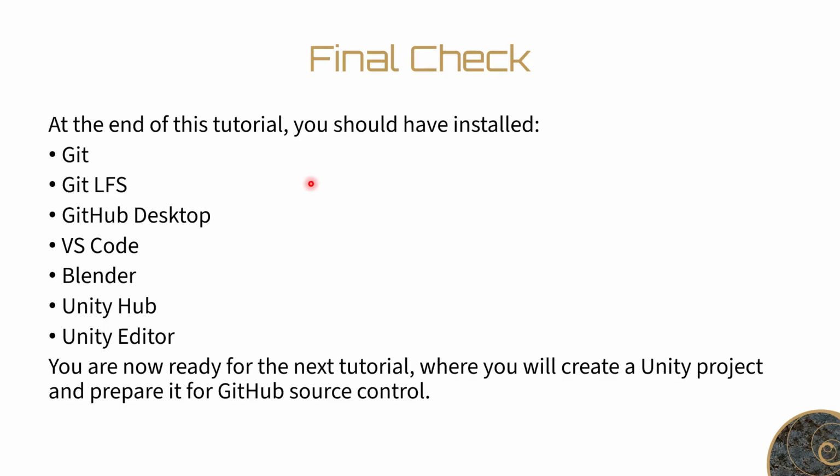So now you'll have everything that you need to do development with Unity and Blender. We have Git in order to work with Git repositories. We have the large file system in order to work with our larger files without having them mess up our Git repo. We have GitHub Desktop, VS Code to do our code editing, Blender to do 3D modeling, Unity Hub to load Unity editors, and then the latest Unity editor. So the next thing we're going to do is see how we create a Unity project and check it into source control.